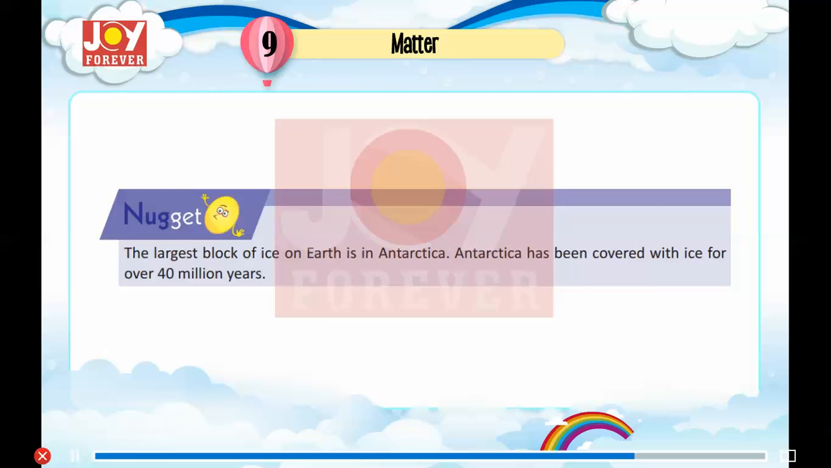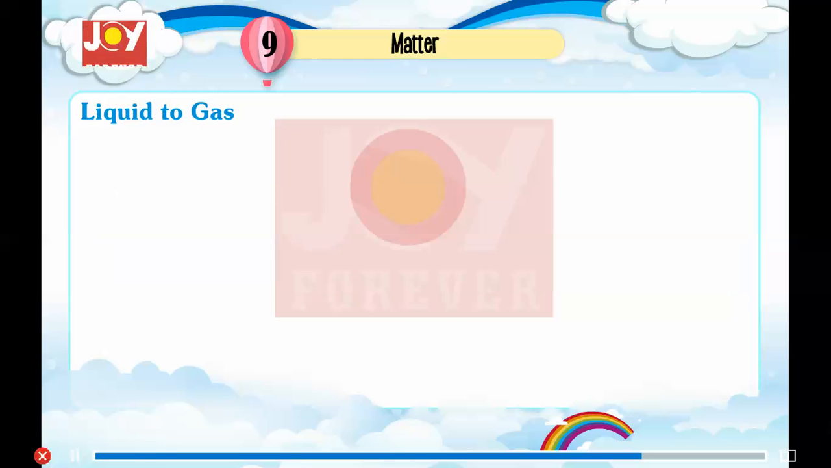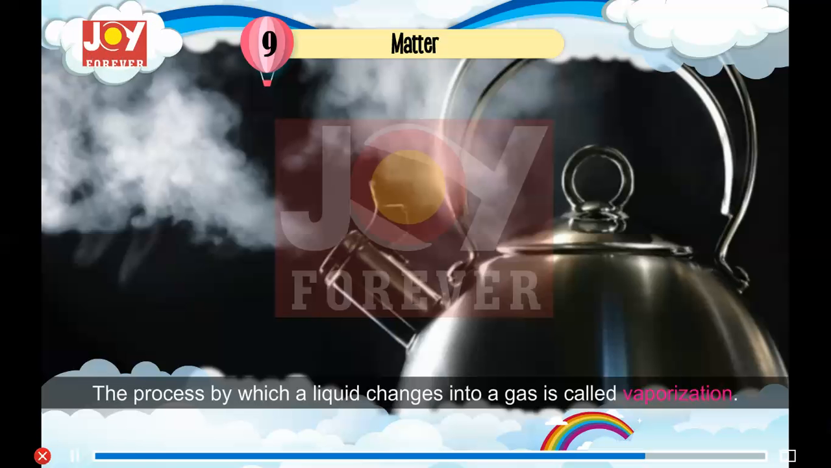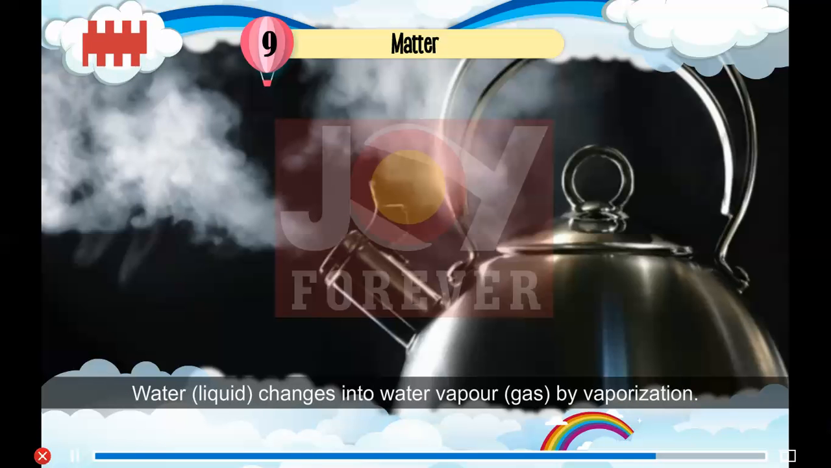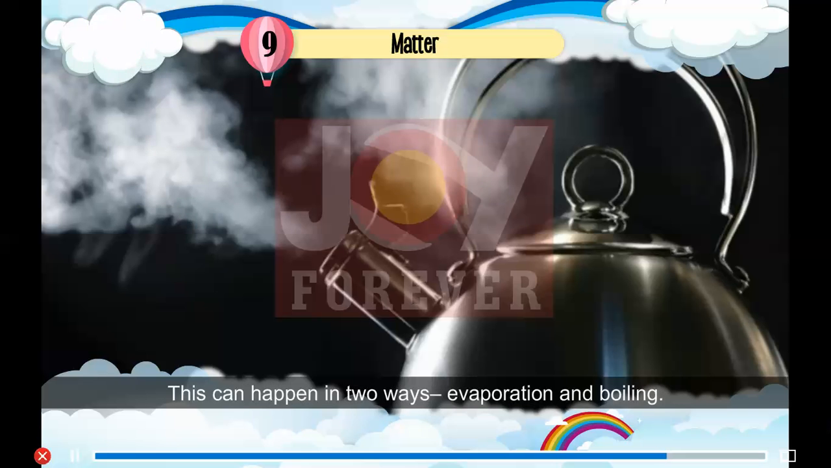Antarctica has been covered with ice for over 40 million years. Liquid to gas. The process by which a liquid changes into a gas is called vaporization. Water, liquid, changes into water vapor, gas, by vaporization. This can happen in two ways: evaporation and boiling.